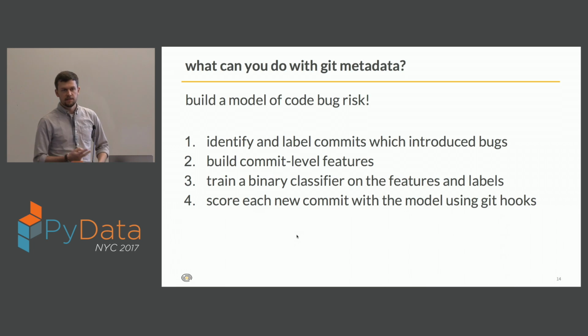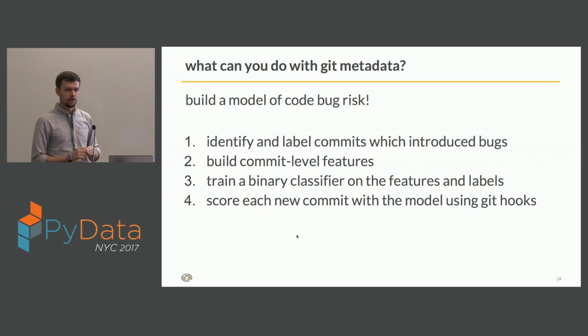Step 2 is build features for each commit. So we're building a model, we need labels and features. Step 1 is get the labels. Step 2 is get the features. Step 3 is to actually train our model, train our binary classifier. Spoiler alert, this is the easiest step, kind of par for the course in machine learning. 80% of the work is getting all your features and labels. And then finally, in step 4, we're going to use one last little bit of Git trickery to set this up so that our model automatically runs and scores every new commit we make to the repository.